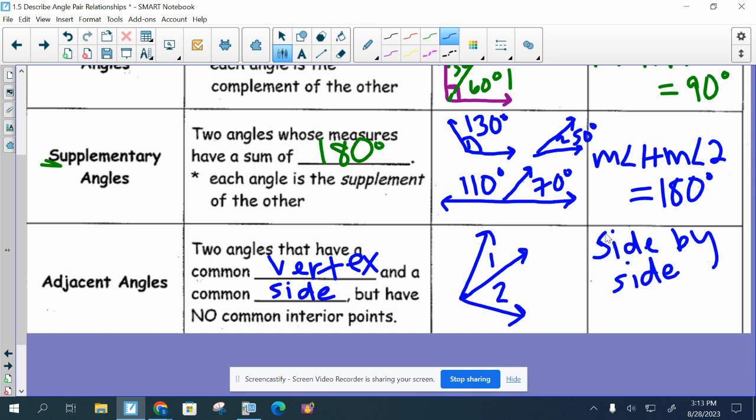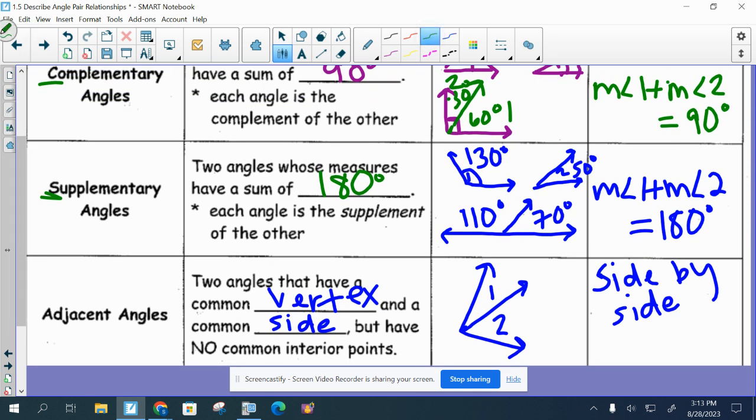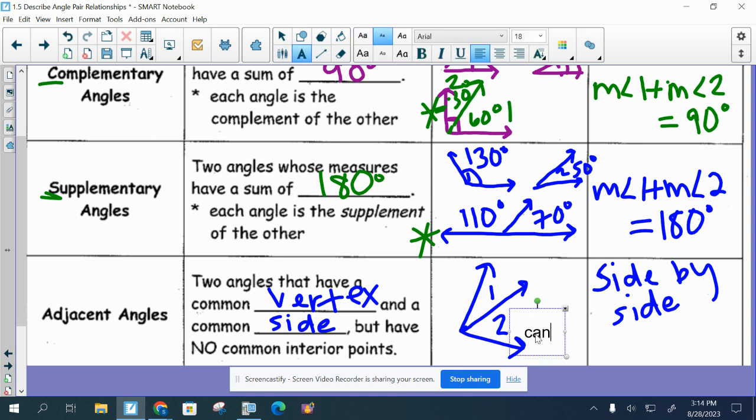What we just did with the adjacent angles is we named what these two angles are. These two would be adjacent angles because they're sharing a side and they share a vertex. Now they can be complementary or supplementary, but they don't have to be. You can write that in your notes too. Can be supplementary or complementary or neither. I'll type it for you. Can be complementary, supplementary, or neither.